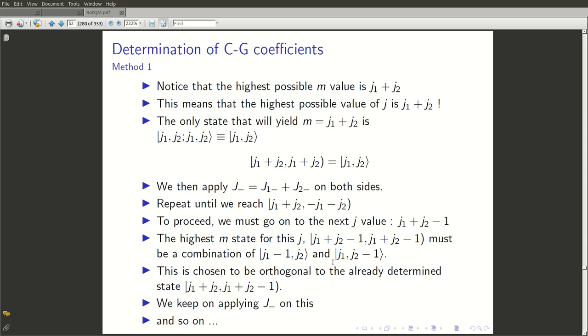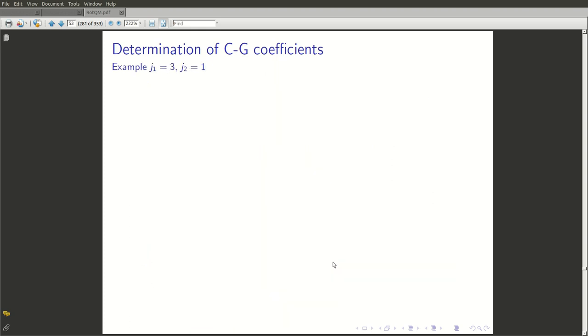This is actually one way of establishing the triangle inequality that we talked about. Once we start with J1 plus J2 and go all the way down to J1 difference J2 for the J square eigenvalue, we have exhausted all possible independent states. So there can be no more. So let's put this idea to action for a particular example. We will take J1 equals 3 and J2 equals 1.